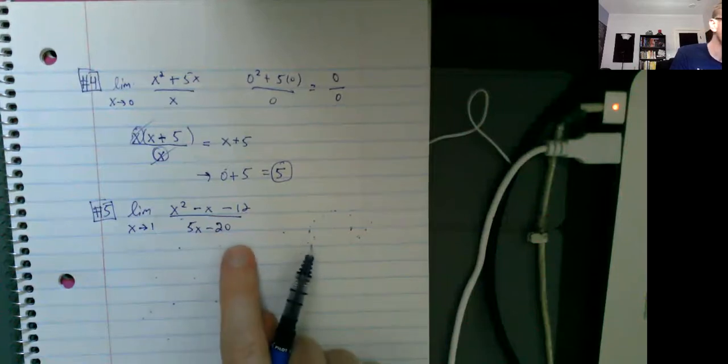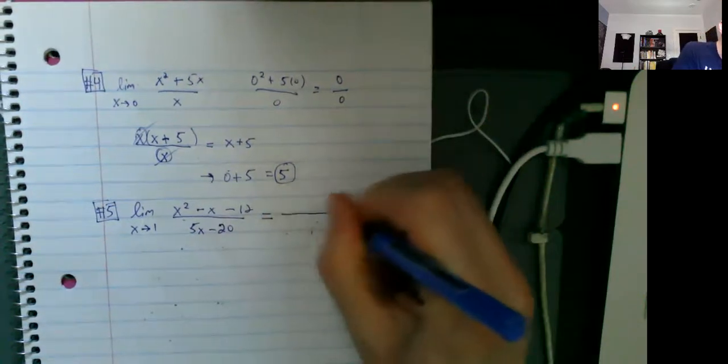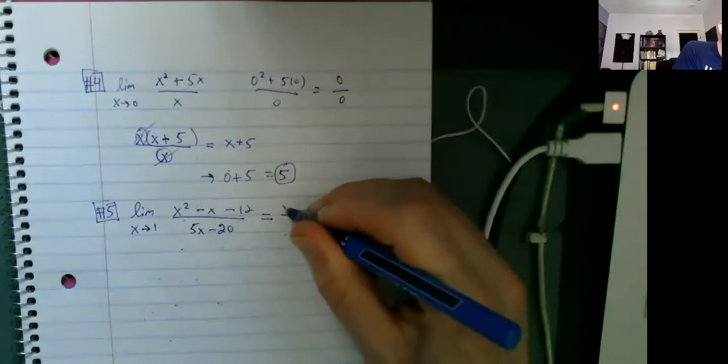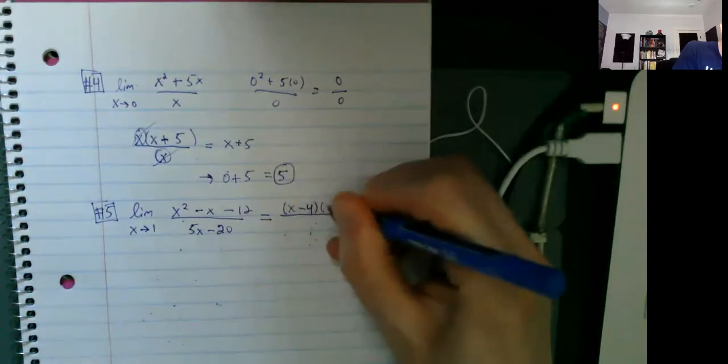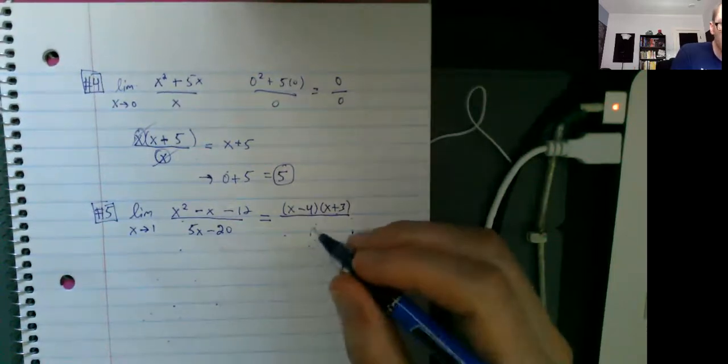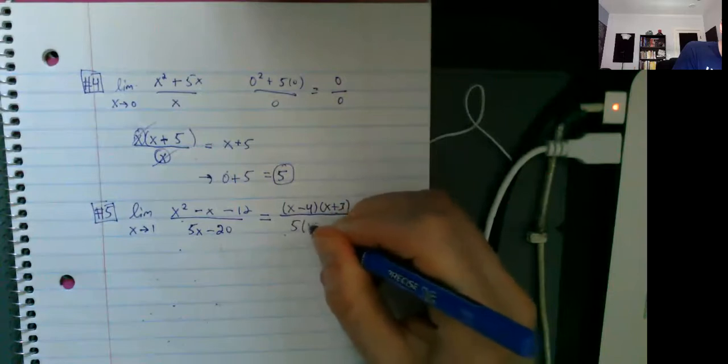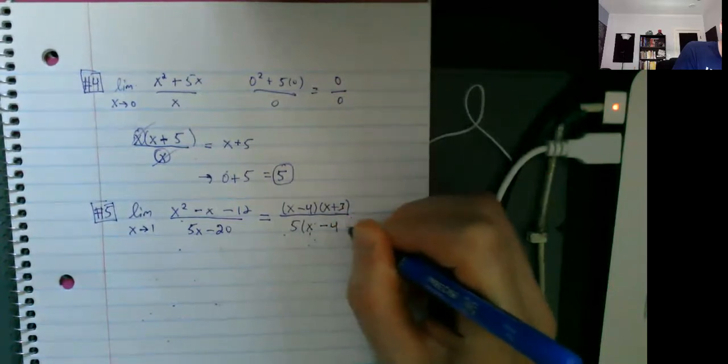I think that what a lot of people do is they get into the habit of just automatically factoring everything. If you factor the top and bottom of this expression, you get, let's see, I need a pair of numbers that multiply to -12 and add up to -1. I think that's x minus 4 times x plus 3. And then the denominator can be factored. There's a common factor of 5 that we can remove here. So that's going to be 5 times x minus 4.